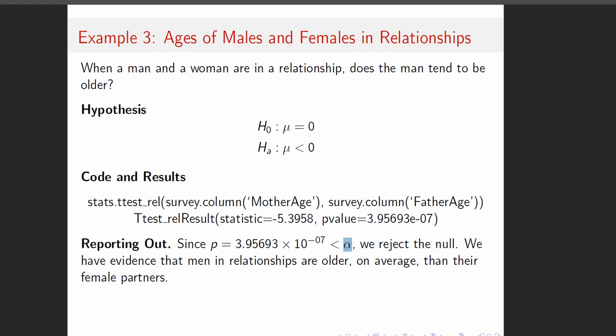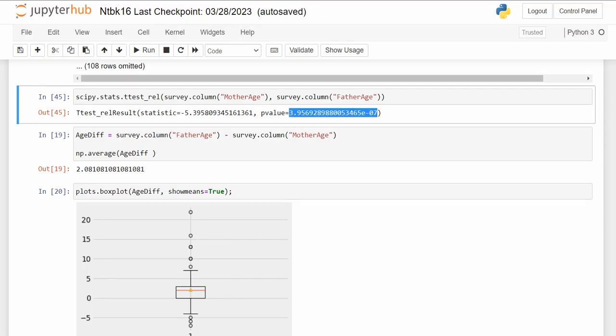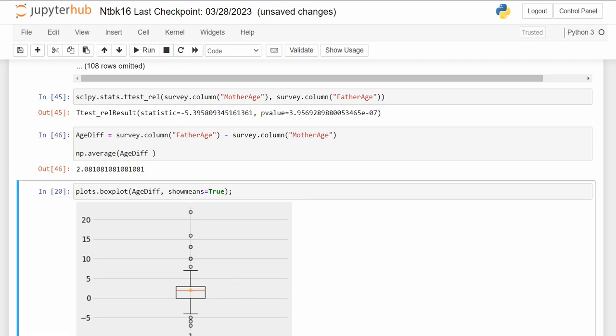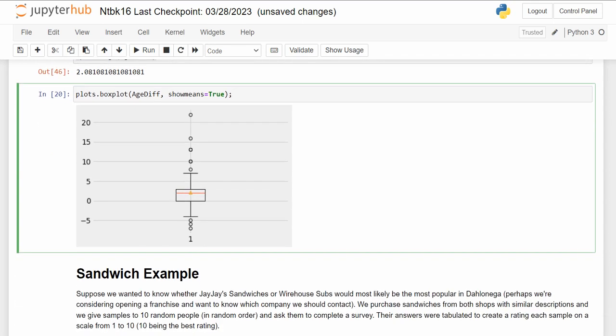And like we've been saying, the alternative hypothesis is that in fact the males in the relationship are older than their female partners. So it's not just an association now. Now we have some scientific evidence that that difference is significant. And now here they're actually just showing us the age difference, and it turns out that the males appear on average to be about 2 years and a month older. And then this is showing the age differences in a box plot.